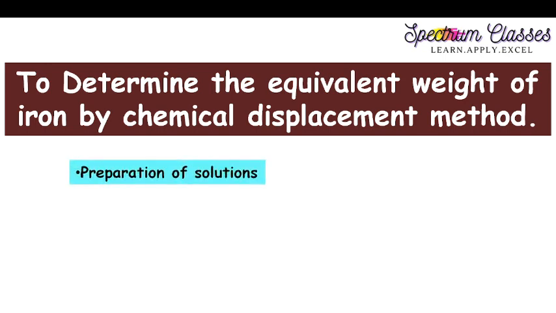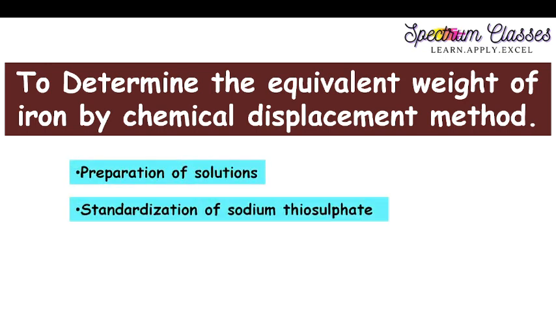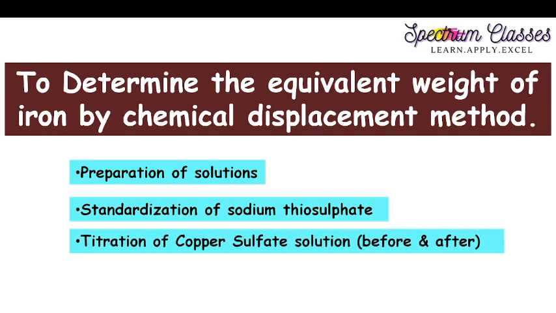One is preparation of solutions, standardization of sodium thiosulfate because this is an iodometric titration. The next is titration of copper sulfate solution before and after. And the last one is calculation and results. In this, we are also going to calculate the percentage error. Now I am going to show you the lab activity related to the preparation of solution and subsequent steps. So let's start with the lab activity.